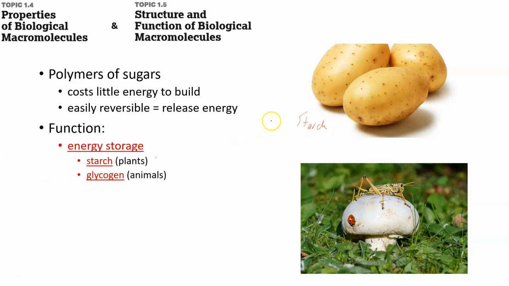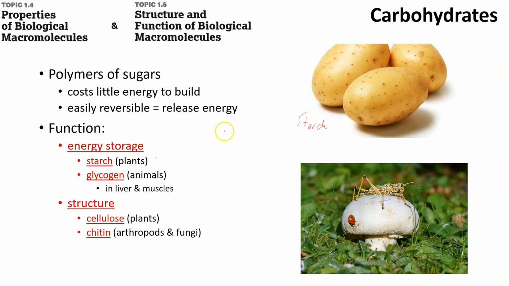Energy storage for plants. Glycogen, the way we store energy is in a form called glycogen. It's in our liver, around our muscles. You're going to find a lot of glycogen. This is how we store energy in our carbohydrate form. Structure: cellulose, chitin, and arthropods and fungi. If you'll notice over here, both of these can be seen in this image to the right. We have cellulose in all this plant matter around here, right? We have chitin in the exoskeleton of these insects, and around this fungi.